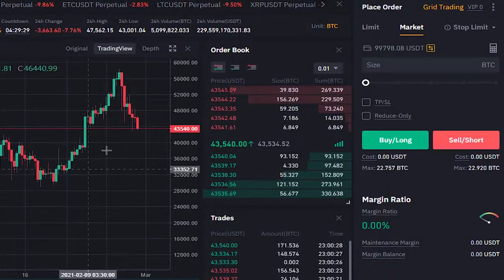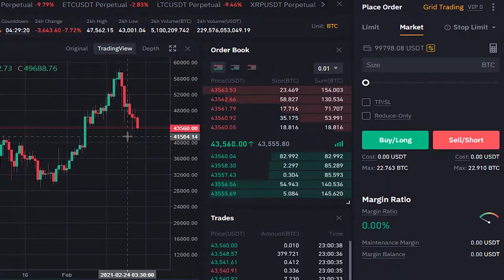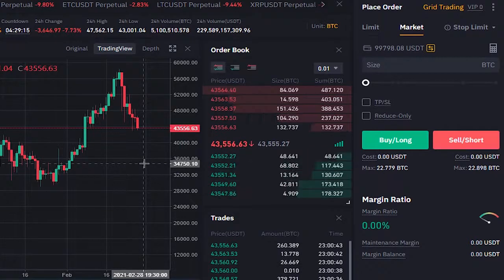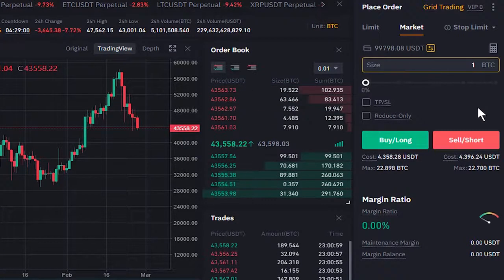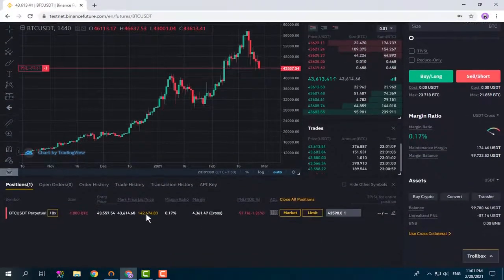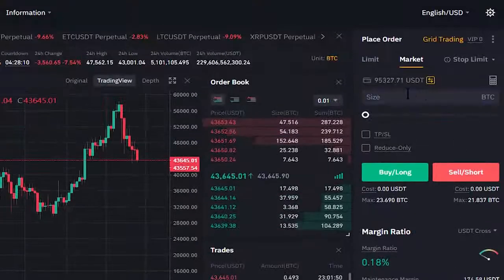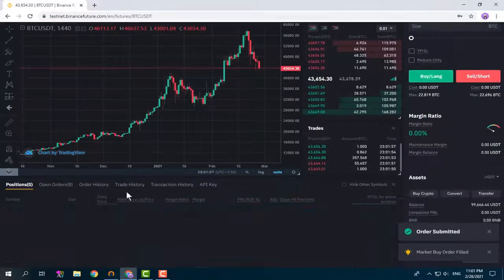For another example, let's go short on Bitcoin. Consider we have analyzed the chart and we think it's going to fall, so we go short and sell it, and then at lower prices we want to buy it back to make profit. We enter the amount, for example 1 Bitcoin, we click on sell short, the order is submitted, and here is our open position, a short position. Now consider the price is down and we want to close this position, which means that we must buy the same size of Bitcoin. So here we enter 1 Bitcoin and we click on buy long, and the position is closed, as you can see.